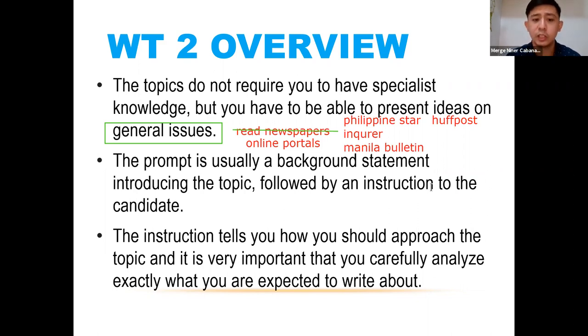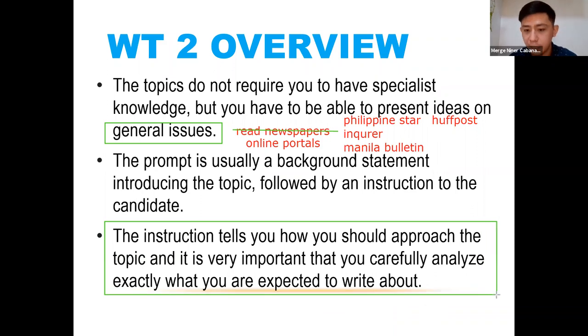So the prompt is usually a background statement introducing the topic, followed by an instruction to the candidate. Again, this is important that the instruction then tells us exactly how we should approach the topic. And it is very important that we carefully analyze exactly what we are expected to write about. So once again, each of the different types of instructions will yield different types of responses. So it is imperative for candidates like you to understand exactly what the instruction is and how you, as a candidate, can write an essay that matches the examiner's standards for that type of question that you identify.